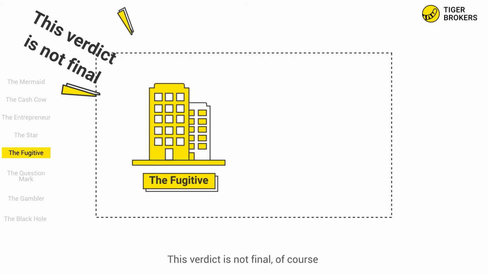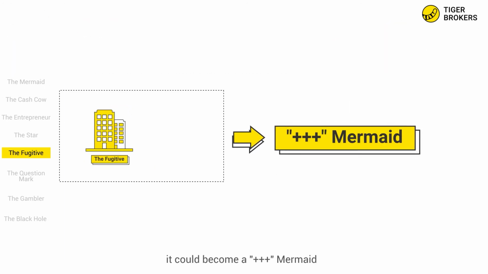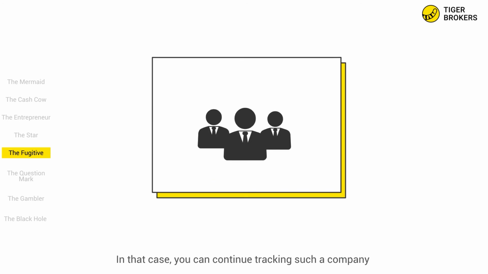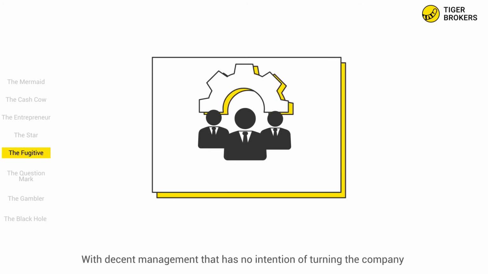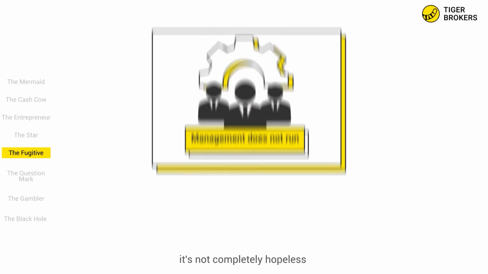This verdict is not final. Of course, if this kind of company can improve its operations, it could become a triple positive mermaid. In that case, you can continue tracking such a company. With decent management that has no intention of turning the company into a fugitive, it's not completely hopeless.